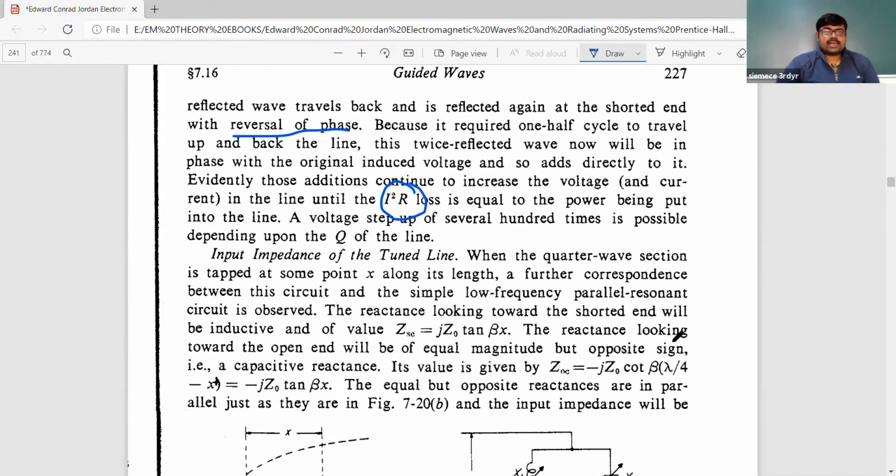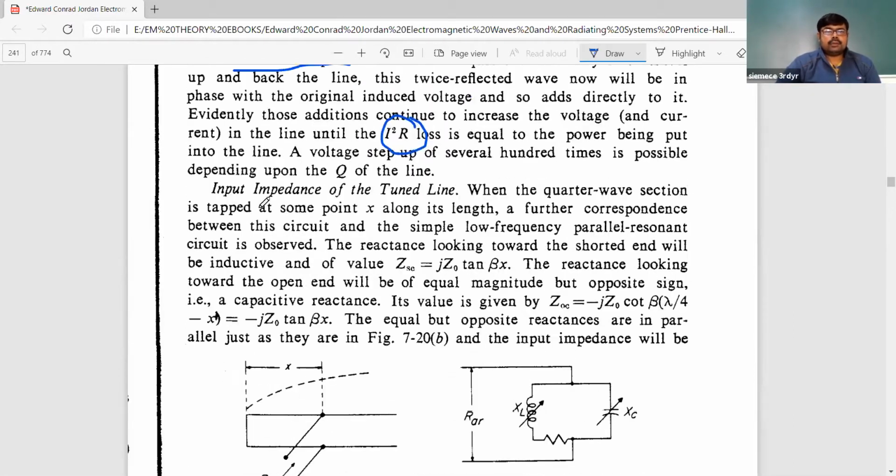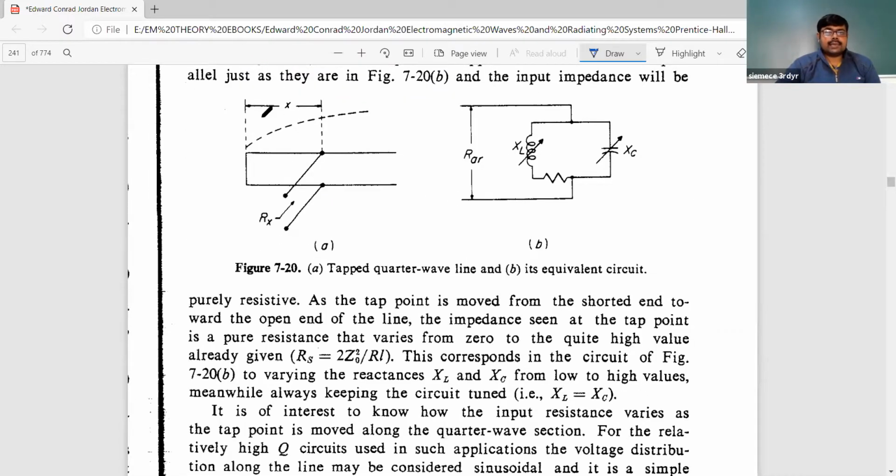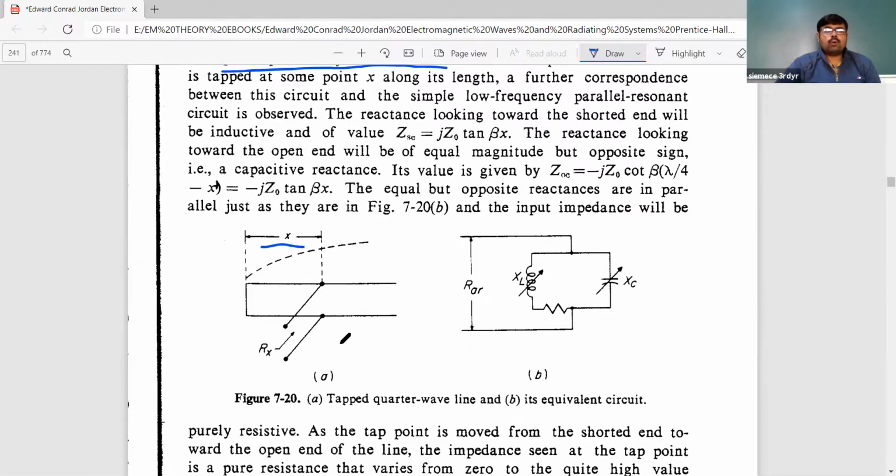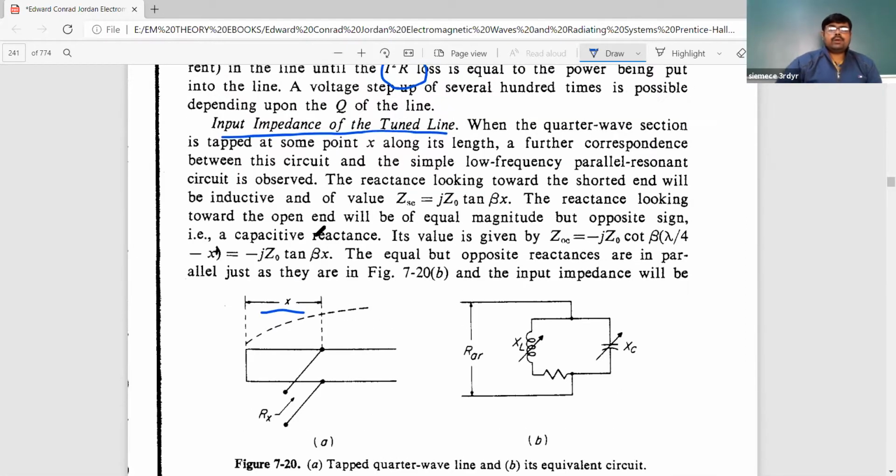Again, this is a case specific application. We will now discuss the input impedance of the tuned line. If you tune the line, what will be the input impedance that you will get? In this section we will see that. When the quarter wave section is tapped, meaning we draw some portion from this particular quarter wave section, at some point x, suppose we travel up to x and at the x point we are tapping.